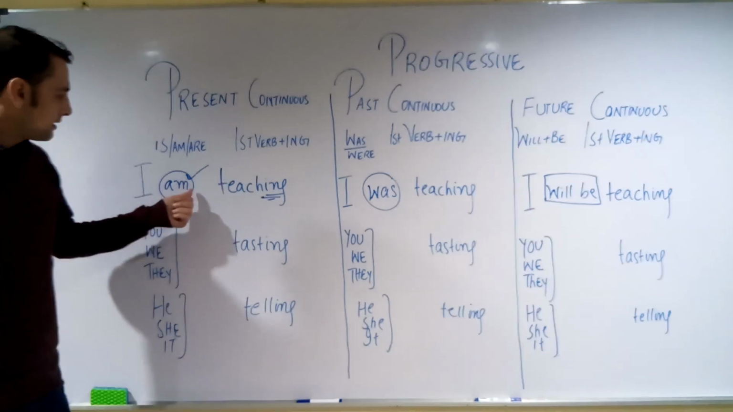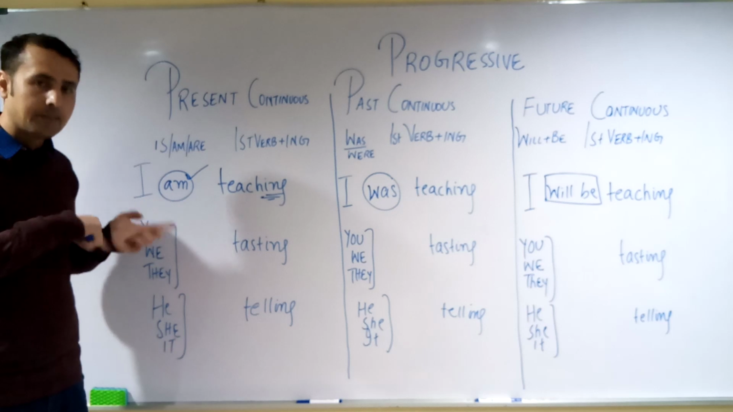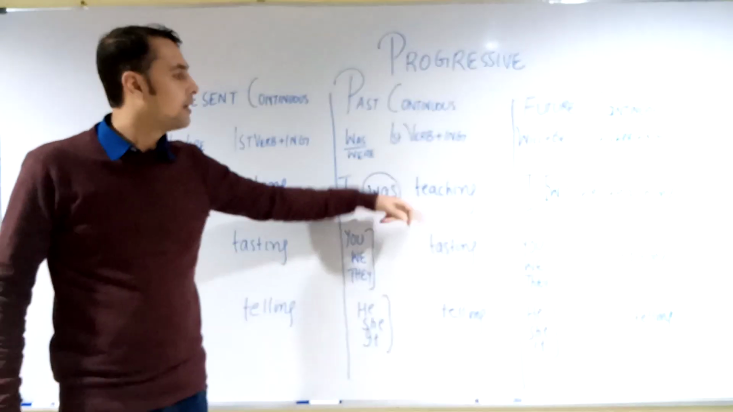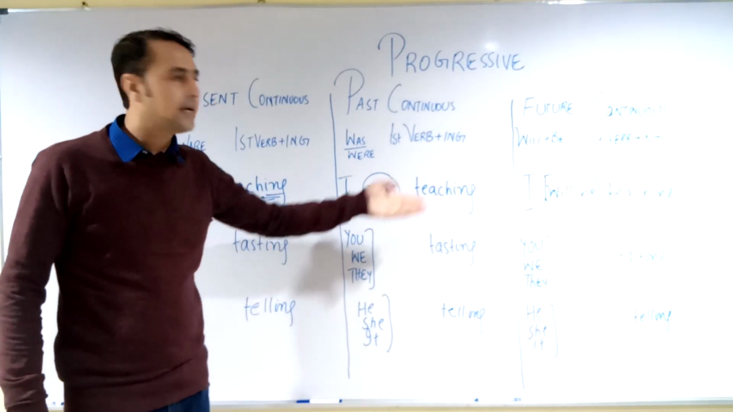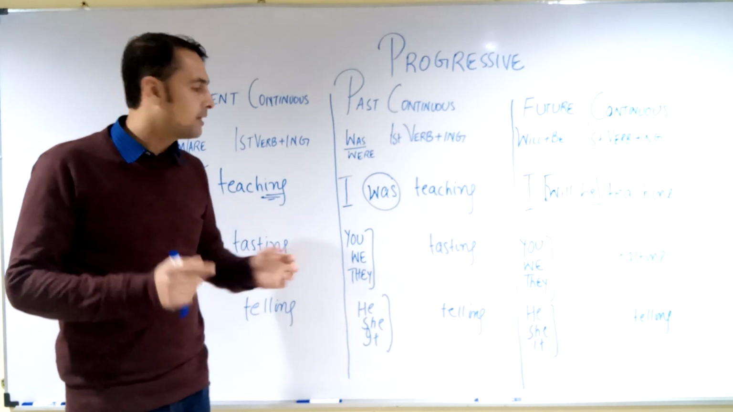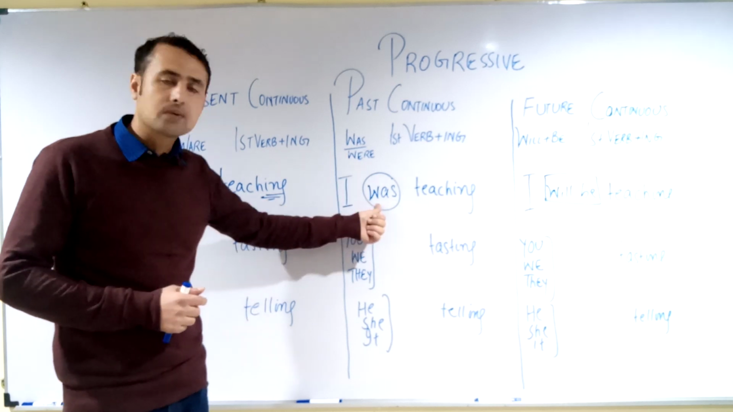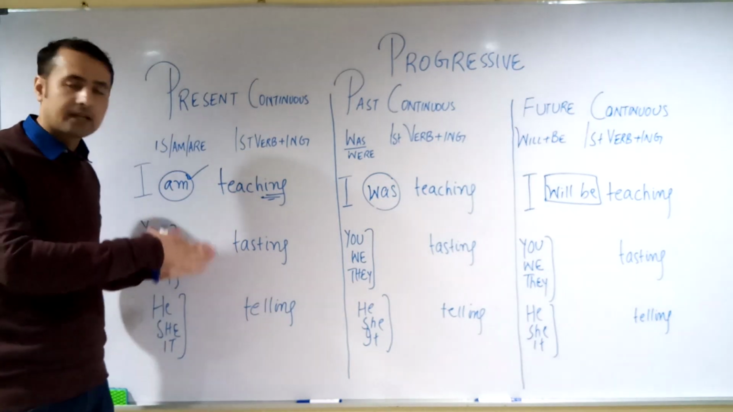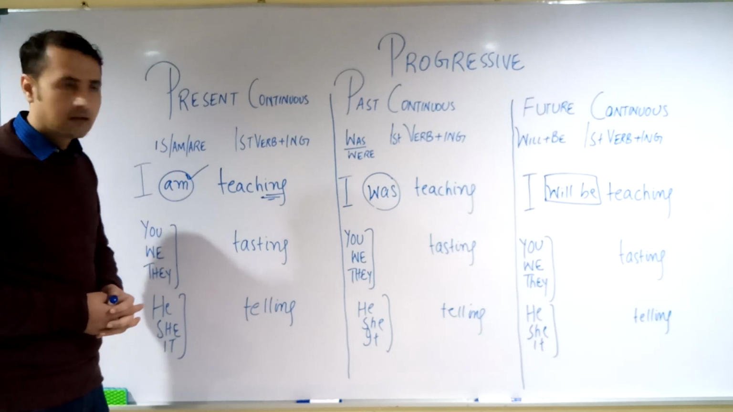If I want to make it negative, I am not teaching. Interrogative, am I teaching? I was not teaching. I will not be teaching. Was I teaching? Will I be teaching? So ing is common, and the indicators are either is, am, are, was, were and will be. These bring in changes and take the tense from present to past and future.